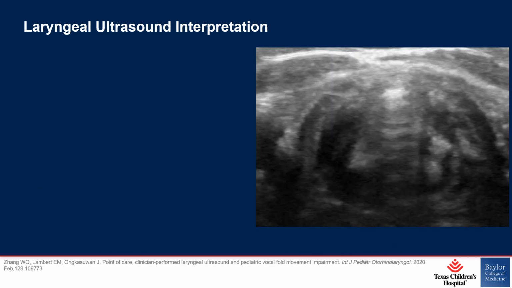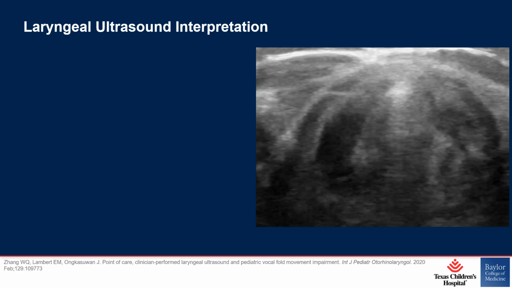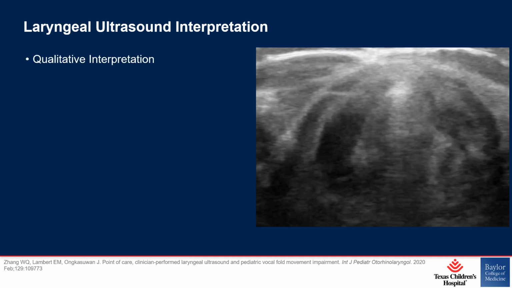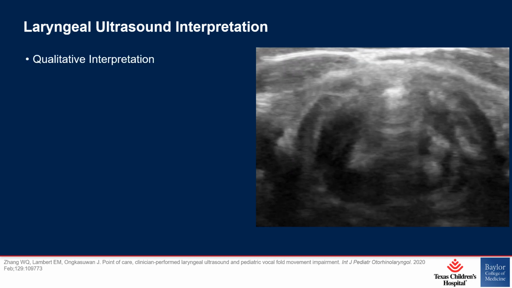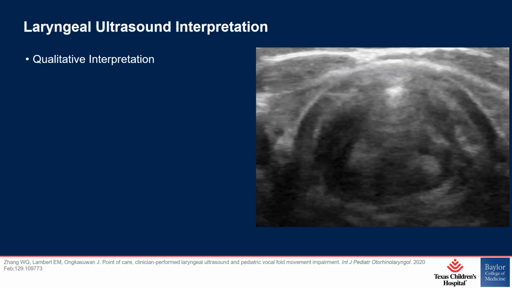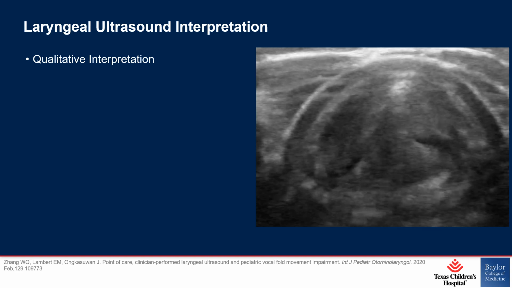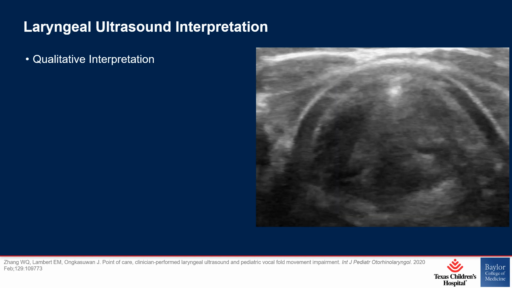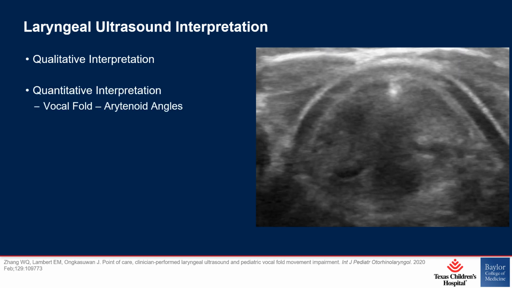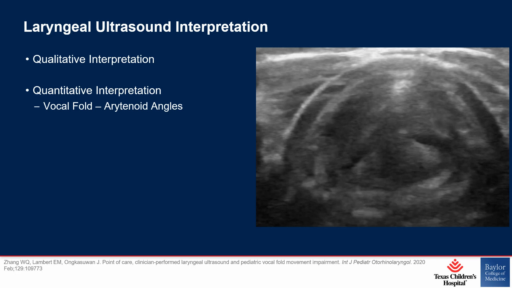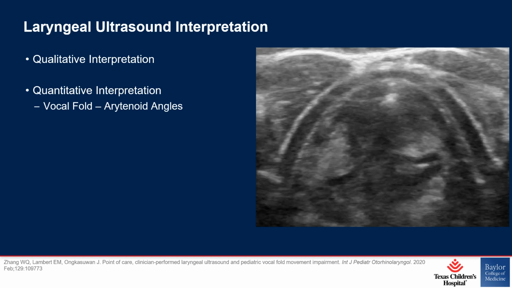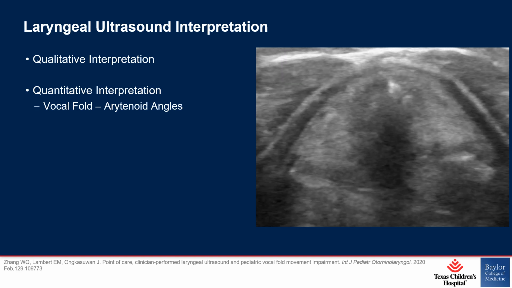So how do we interpret laryngeal ultrasound? Well, there are two primary ways. The first is a qualitative interpretation. This is where you watch the video and make a determination of vocal fold movement and symmetry. This is most similar to how otolaryngologists are used to looking at flexible nasolaryngoscopy. The second is a quantitative interpretation, where you actually measure the angle between the vocal fold and the arytenoid on each side.